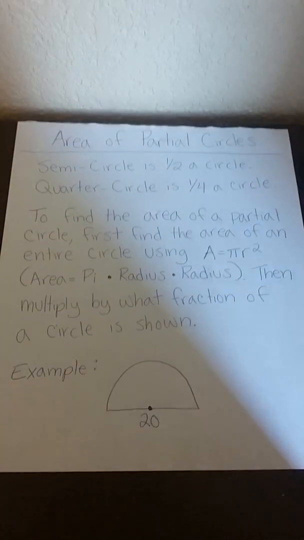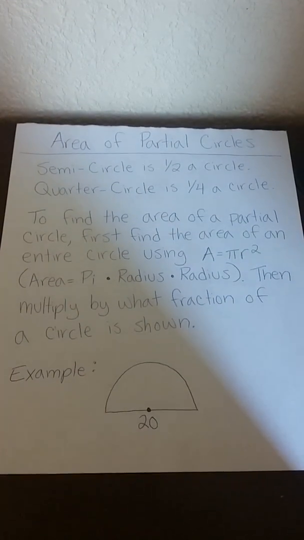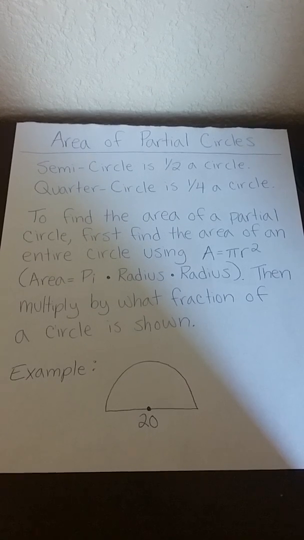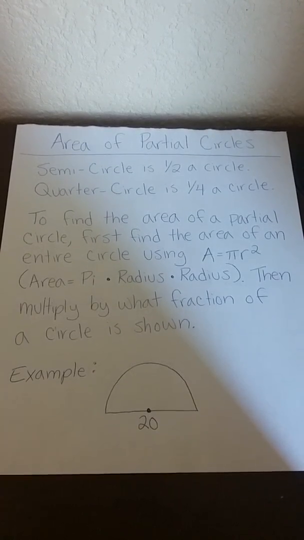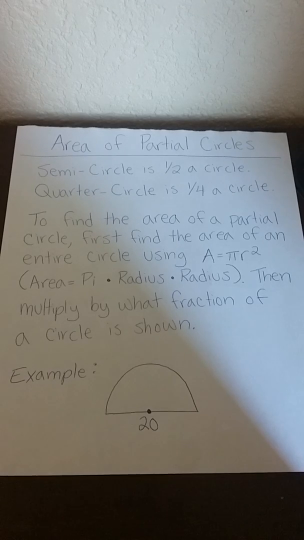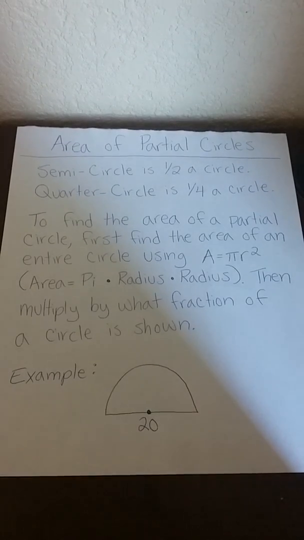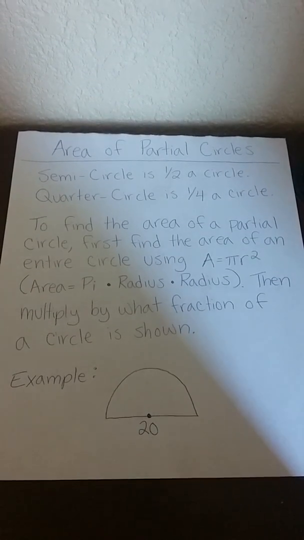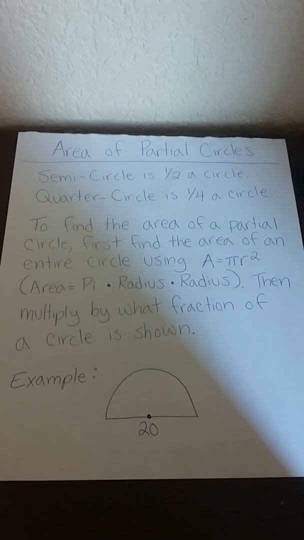So a partial circle is just a part of a circle. And we're going to talk about two types of partial circles today, semicircles and quarter circles. A semicircle is half a circle, and a quarter circle is a fourth of a circle.